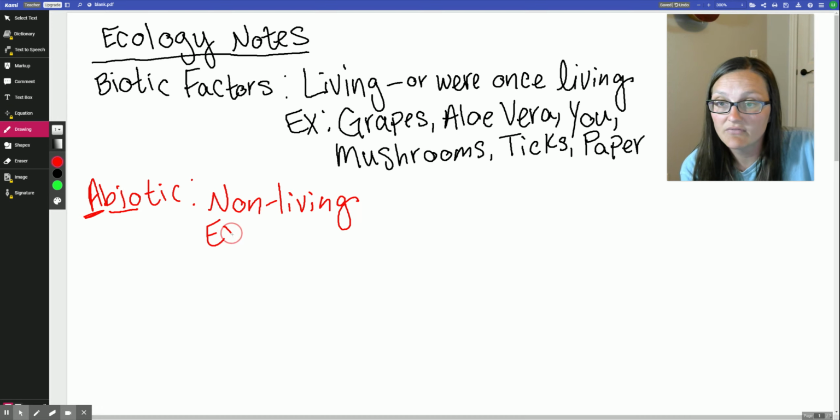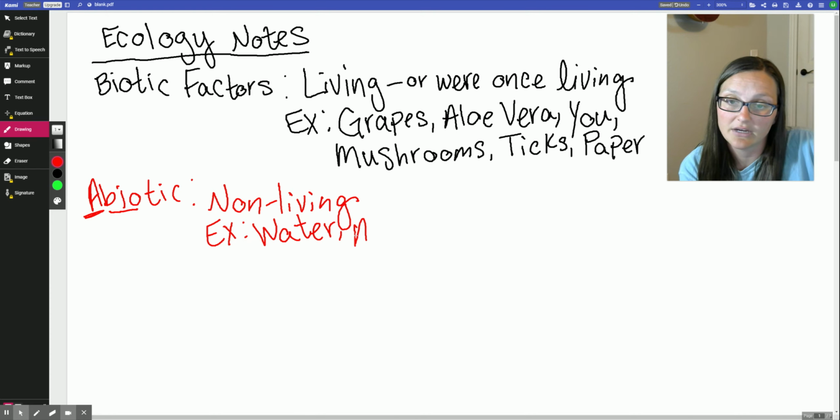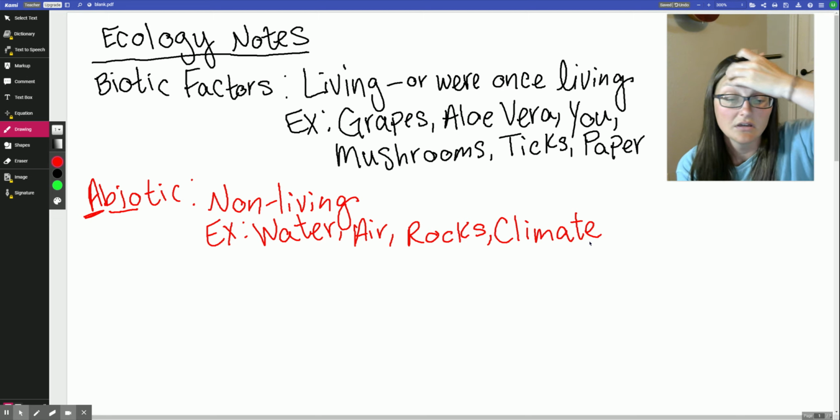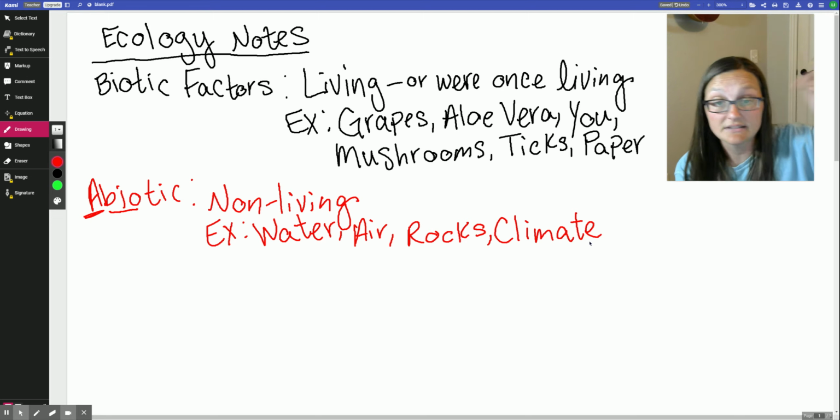So examples of those are water, air, rocks, climate. And pretty much anything on the periodic table is not going to be living. So just basic parts of an environment that don't move around or metabolize anything.